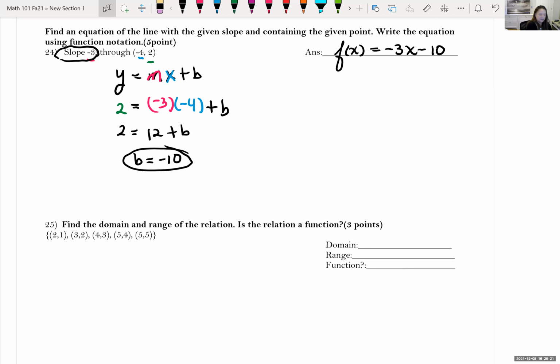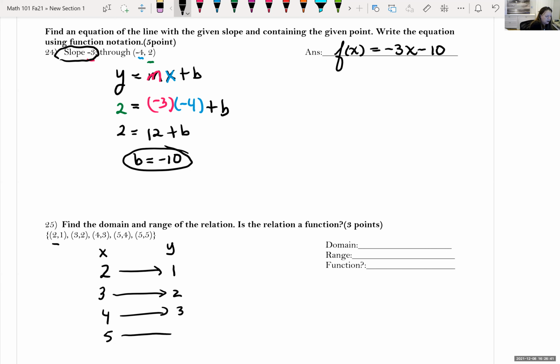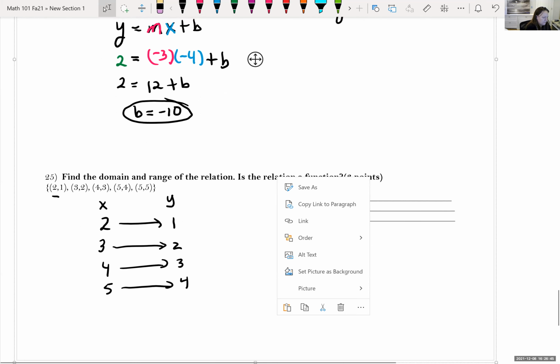Okay, so let's see if this is a function or not. I tend to like to map these to see if it's a function. So we have our domain here, which are x values, and our y values. We have that 2 is mapping to 1. We have 3 goes to 2. We have 4 goes to 3. We have 5 goes to 4. And we have 5 goes to 5.